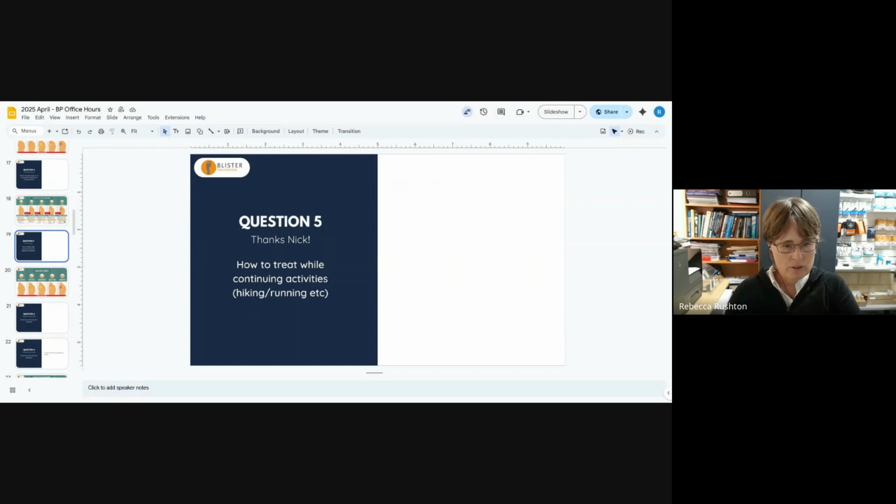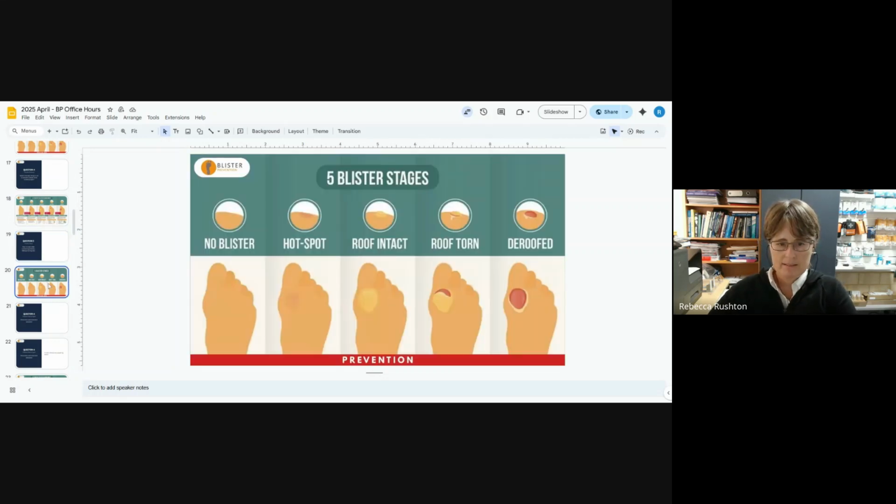Nick asks, how to treat while continuing activities? It's implementing the prevention, Nick, in terms of no matter what stage the blister is at. It's the most important thing to negate the blister causing shear. Without it, the blister will continue to hurt and it will get worse in spite of your dressing, and your patient won't be very happy with you.